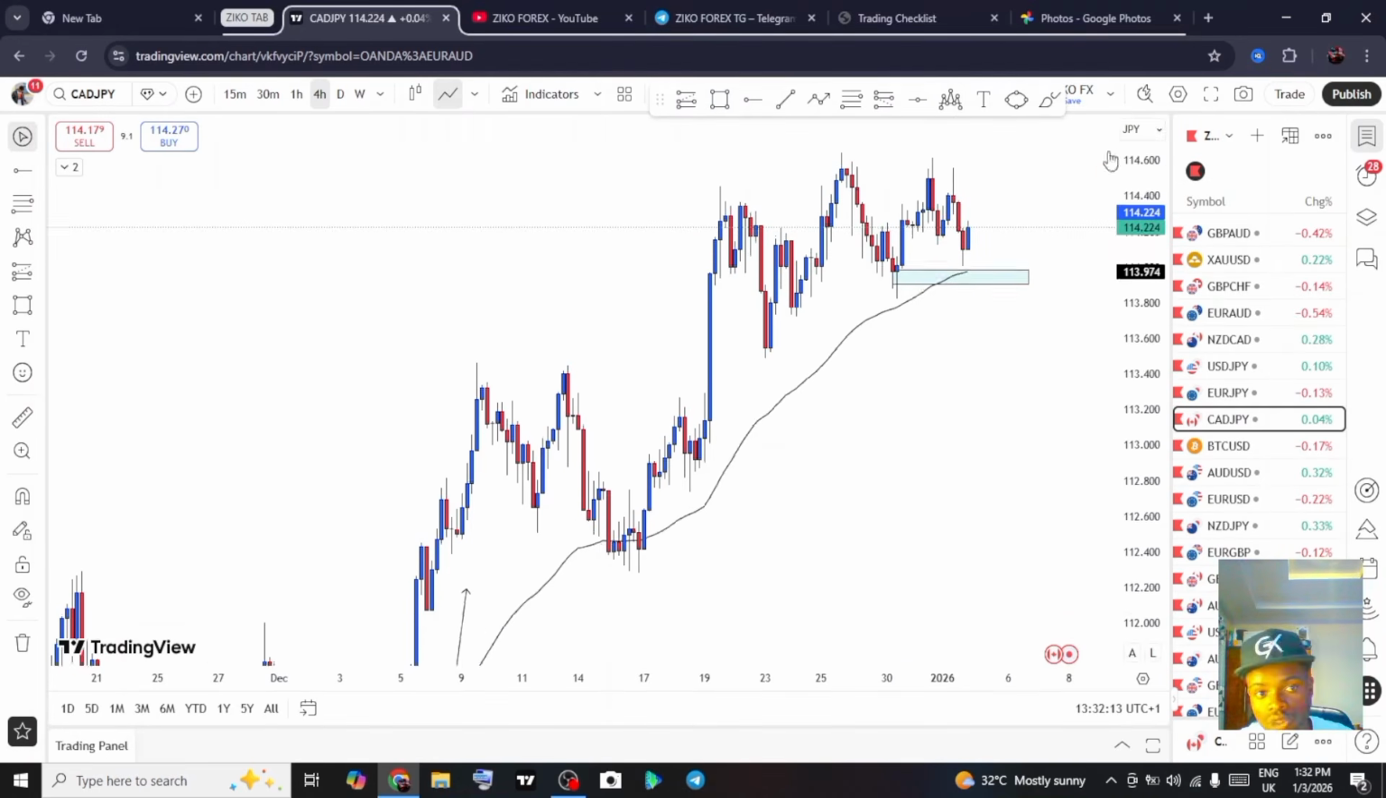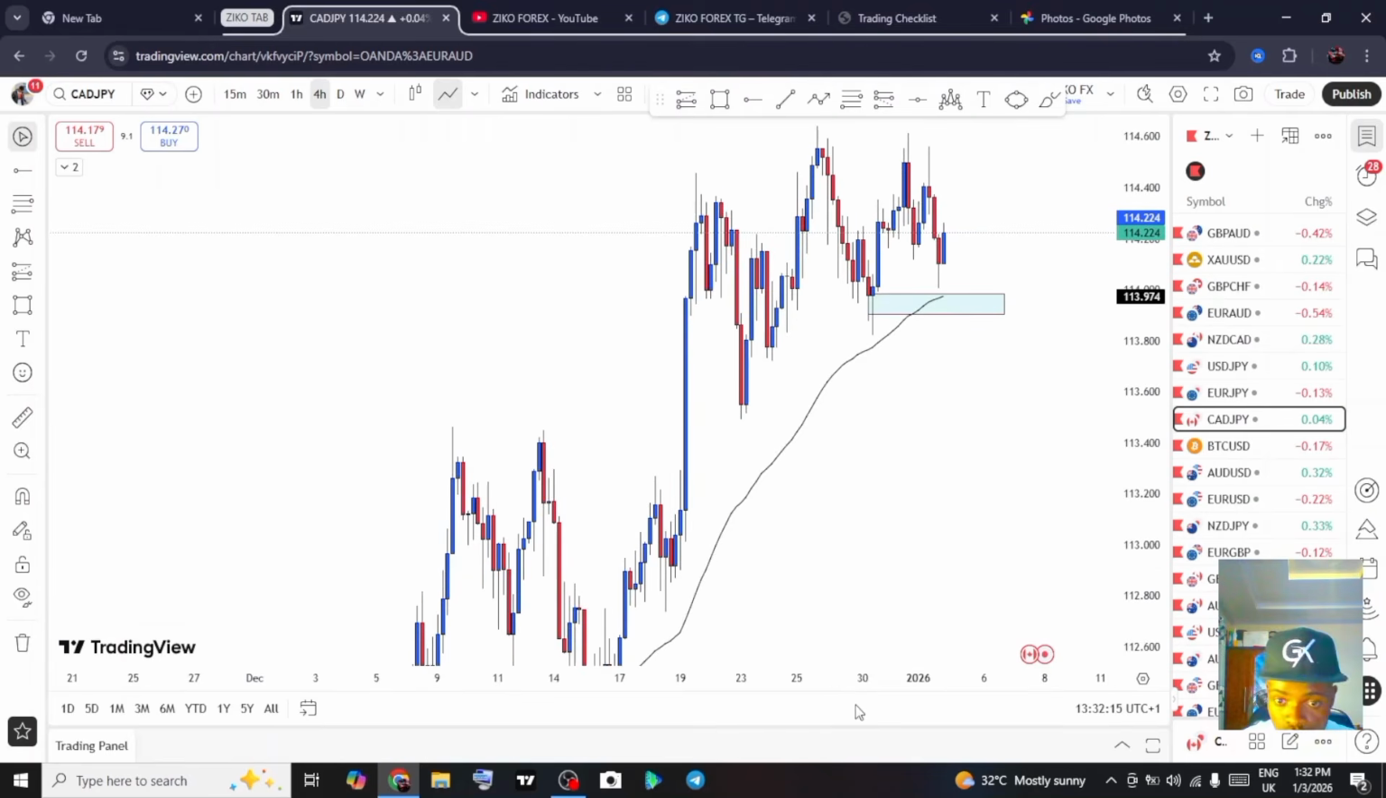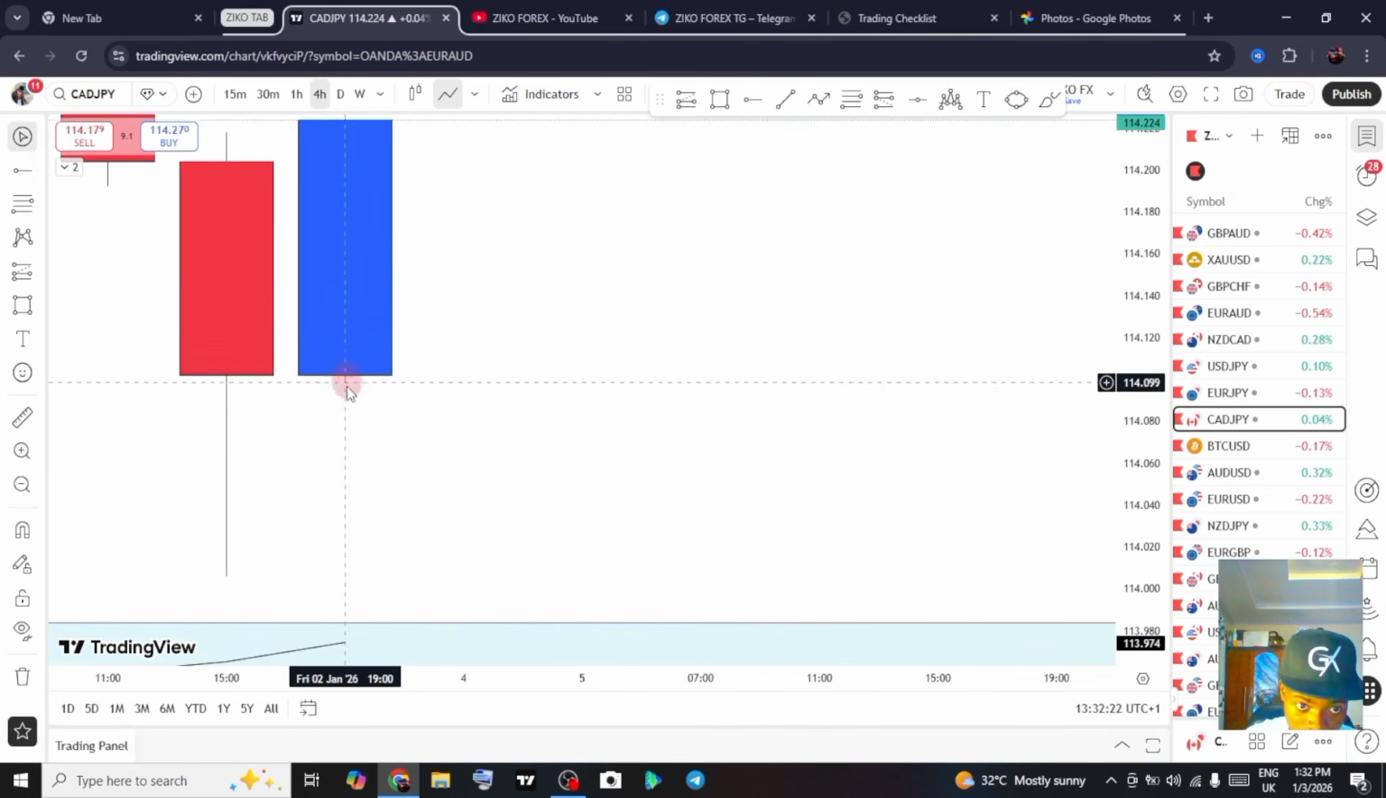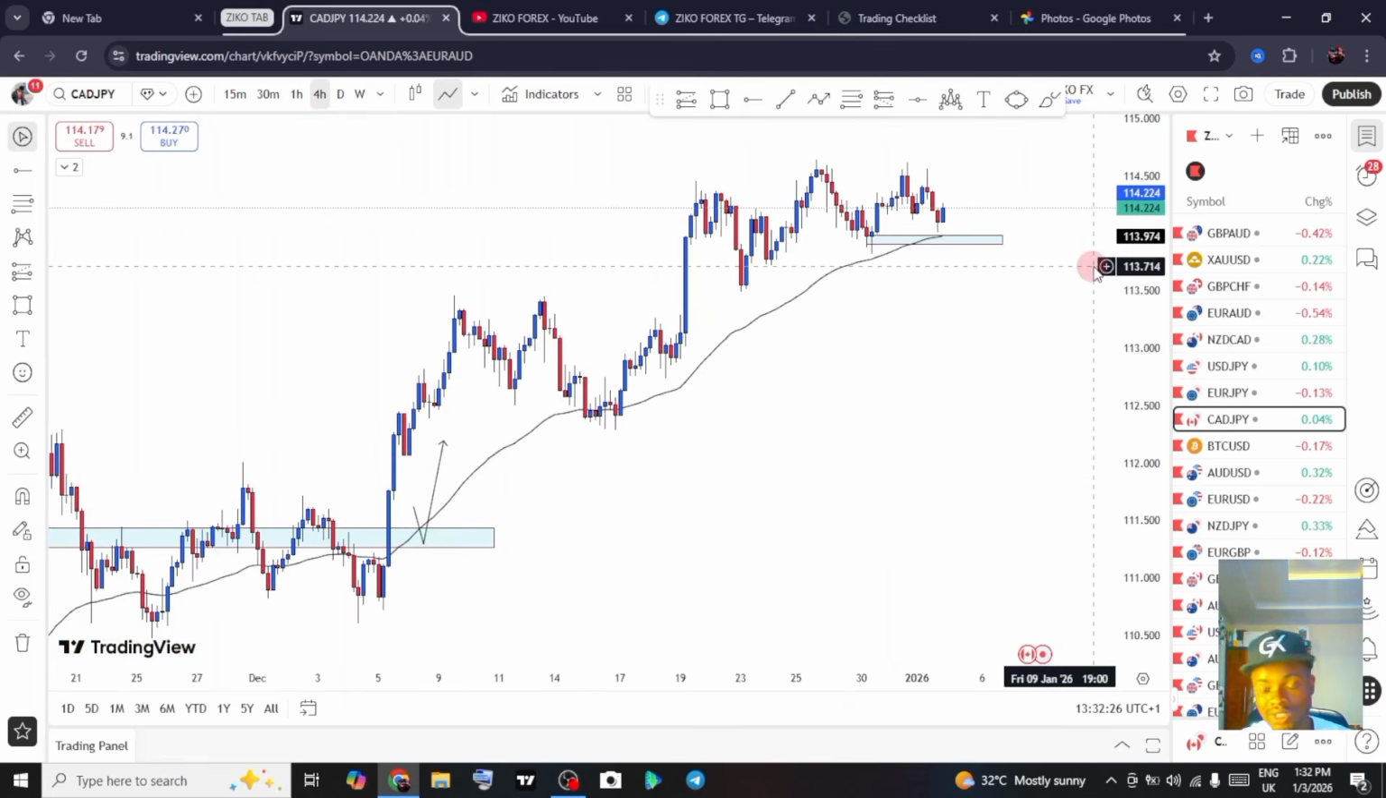Plus the last candle was a Marubozu candle, right? If you look closely, let me zoom in. This candle right here, if you zoom in, you can see that it's a Marubozu candle. There's no wick at the bottom, right? So it's very likely that price will come back and create that wick first.